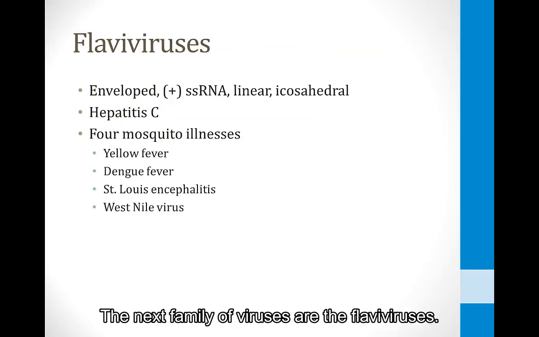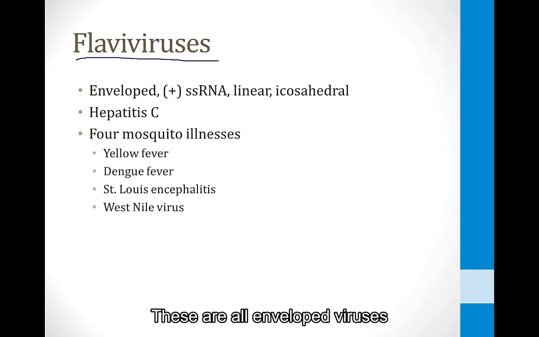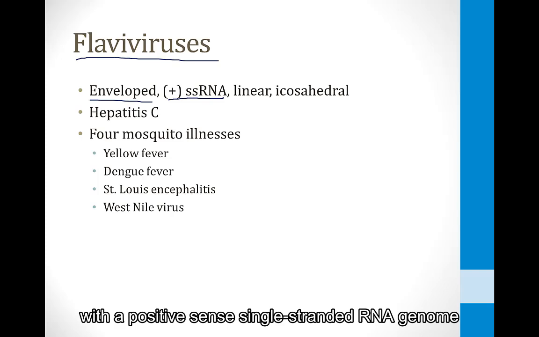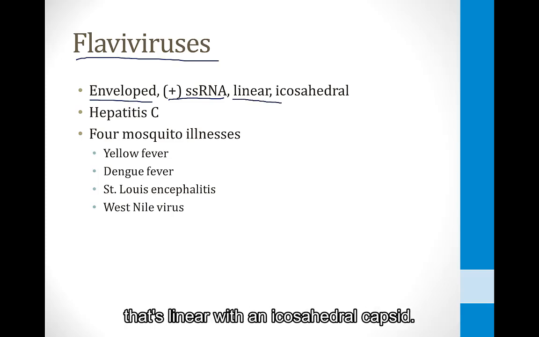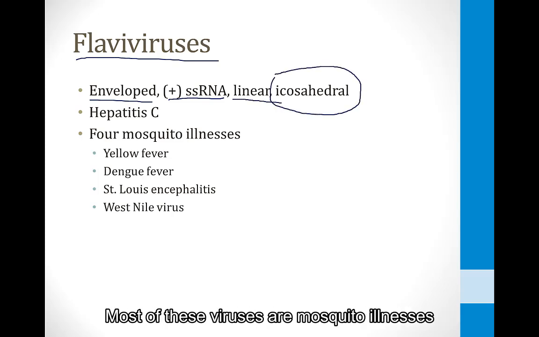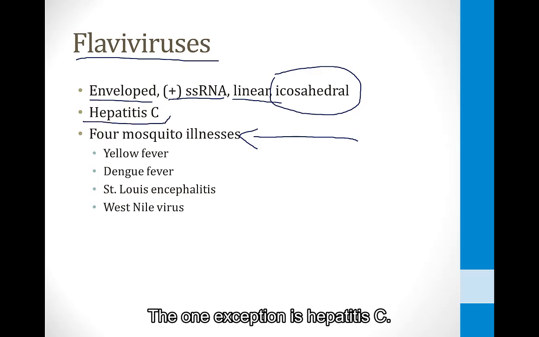The next family of viruses are the flaviviruses. These are all enveloped viruses with a positive sense single-stranded RNA genome that's linear with an icosahedral capsid. Most of these viruses are mosquito illnesses that you get from a mosquito bite. The one exception is hepatitis C.